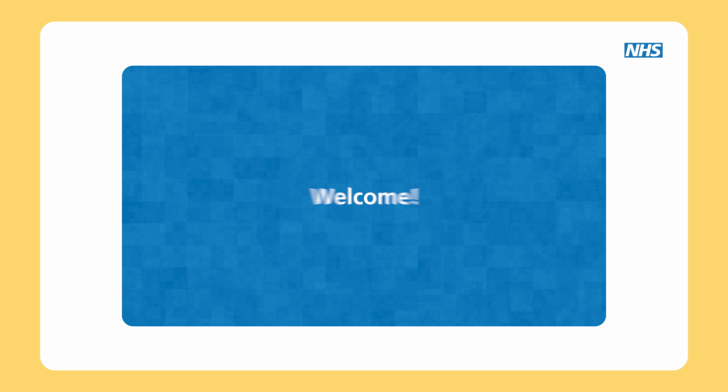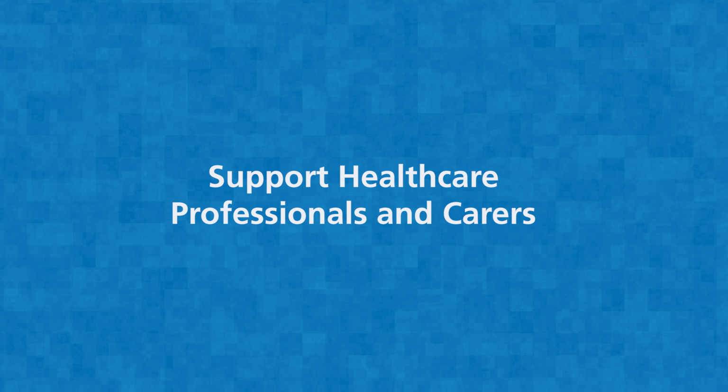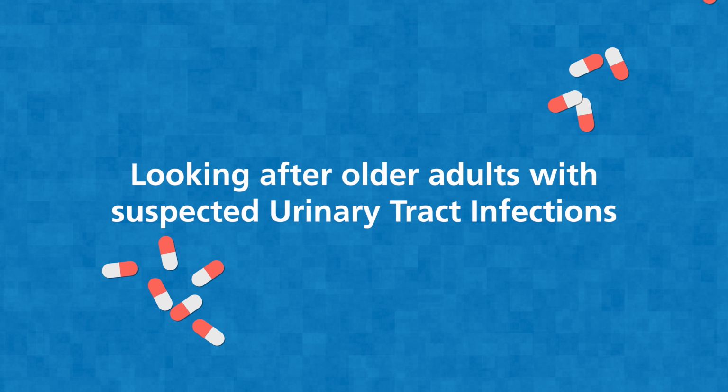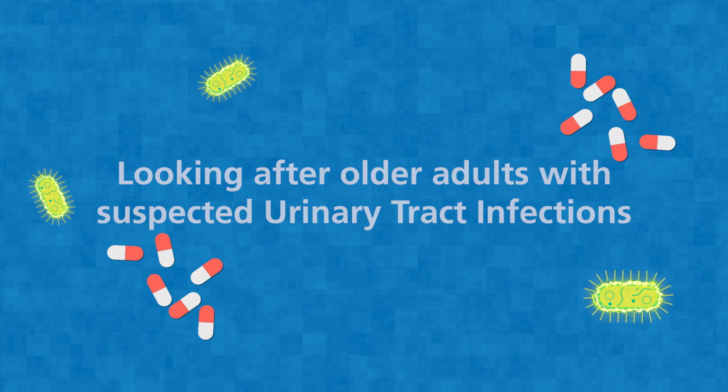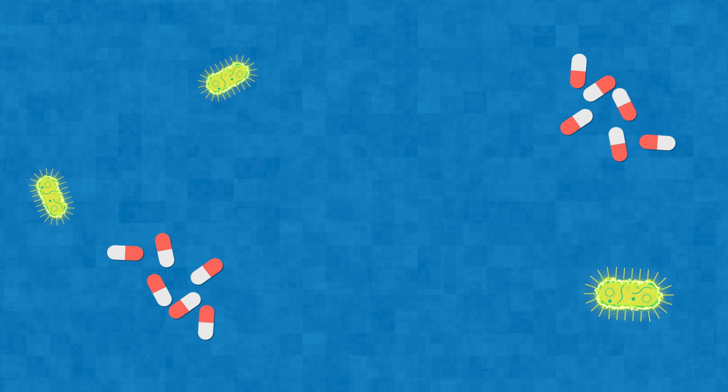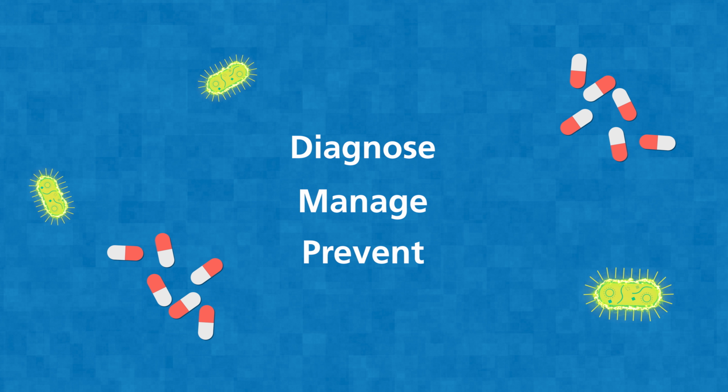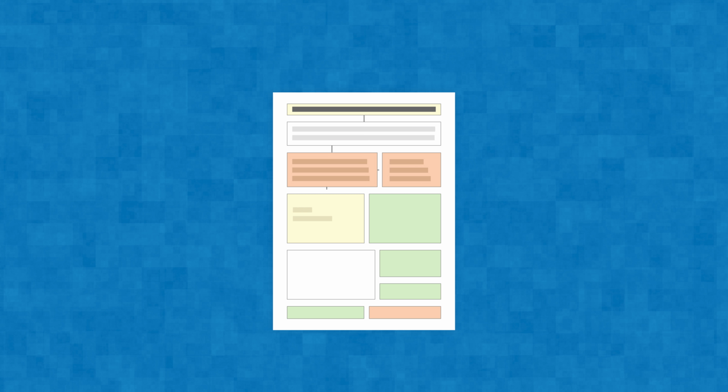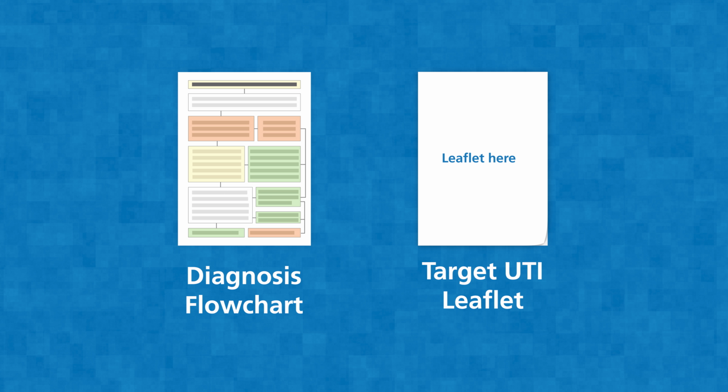The aim of this video is to support healthcare professionals and carers looking after older adults with suspected urinary tract infections, or UTI. It will introduce resources that can be used to diagnose, manage and prevent UTIs in the community setting. It focuses on Public Health England's resources, a flowchart for the diagnosis and management of UTI in older adults, and the Target UTI information leaflet for older adults and their carers.